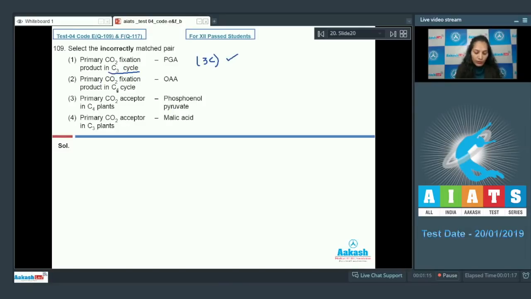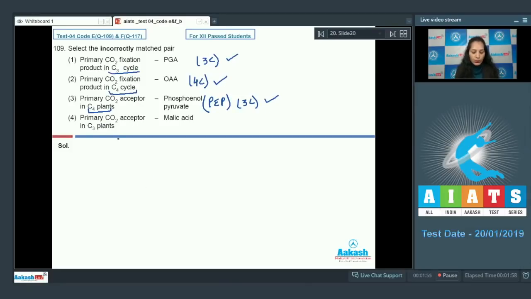Second, primary CO2 fixation in the C4 cycle. C4 cycle is the Hatch and Slack cycle in which the primary CO2 fixation product is a 4-carbon compound, that is oxaloacetic acid or OAA. So this is also correct. Third, primary CO2 acceptor in C4 plants. In C4 plants during CO2 fixation, the PEP or phosphoenol pyruvate accepts the carbon dioxide. It's a 3-carbon molecule. So this is also correct.